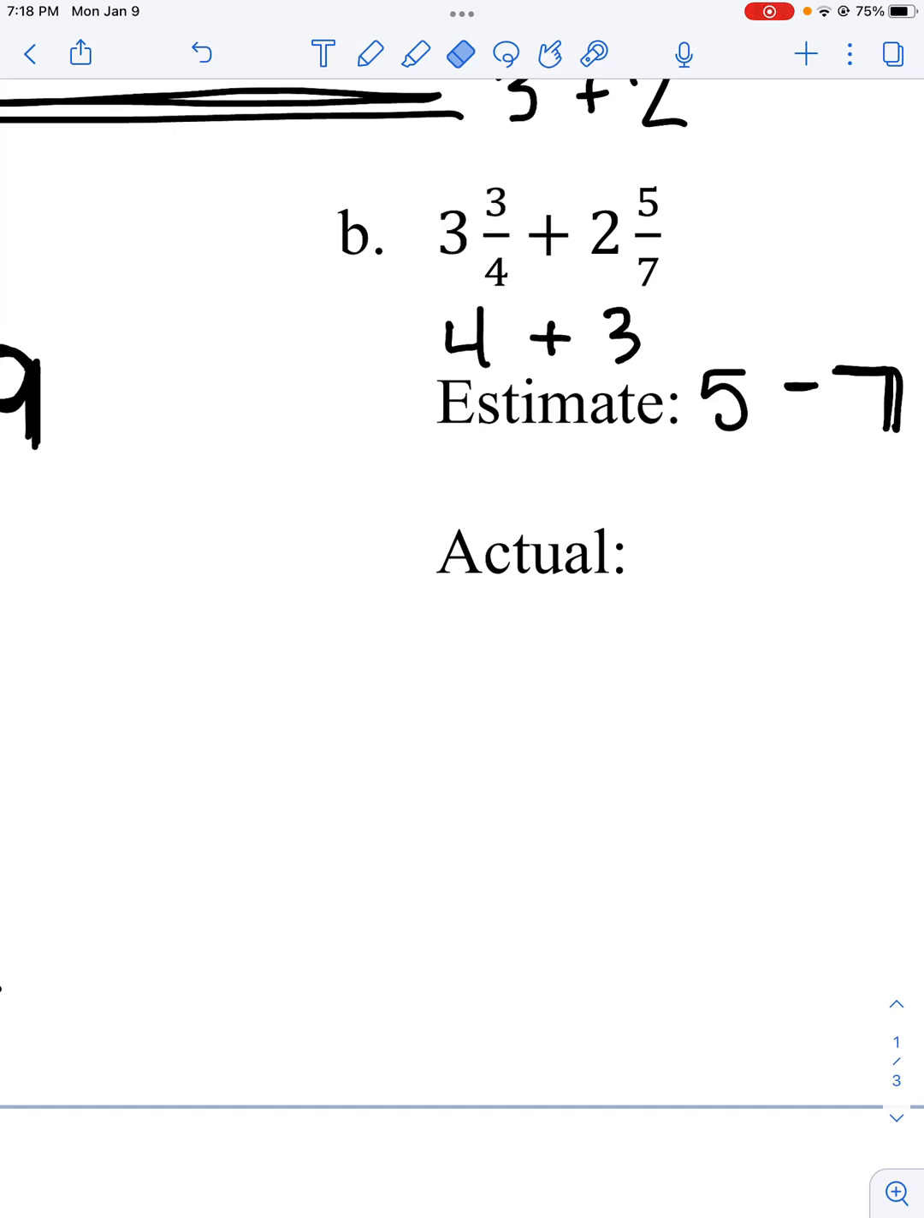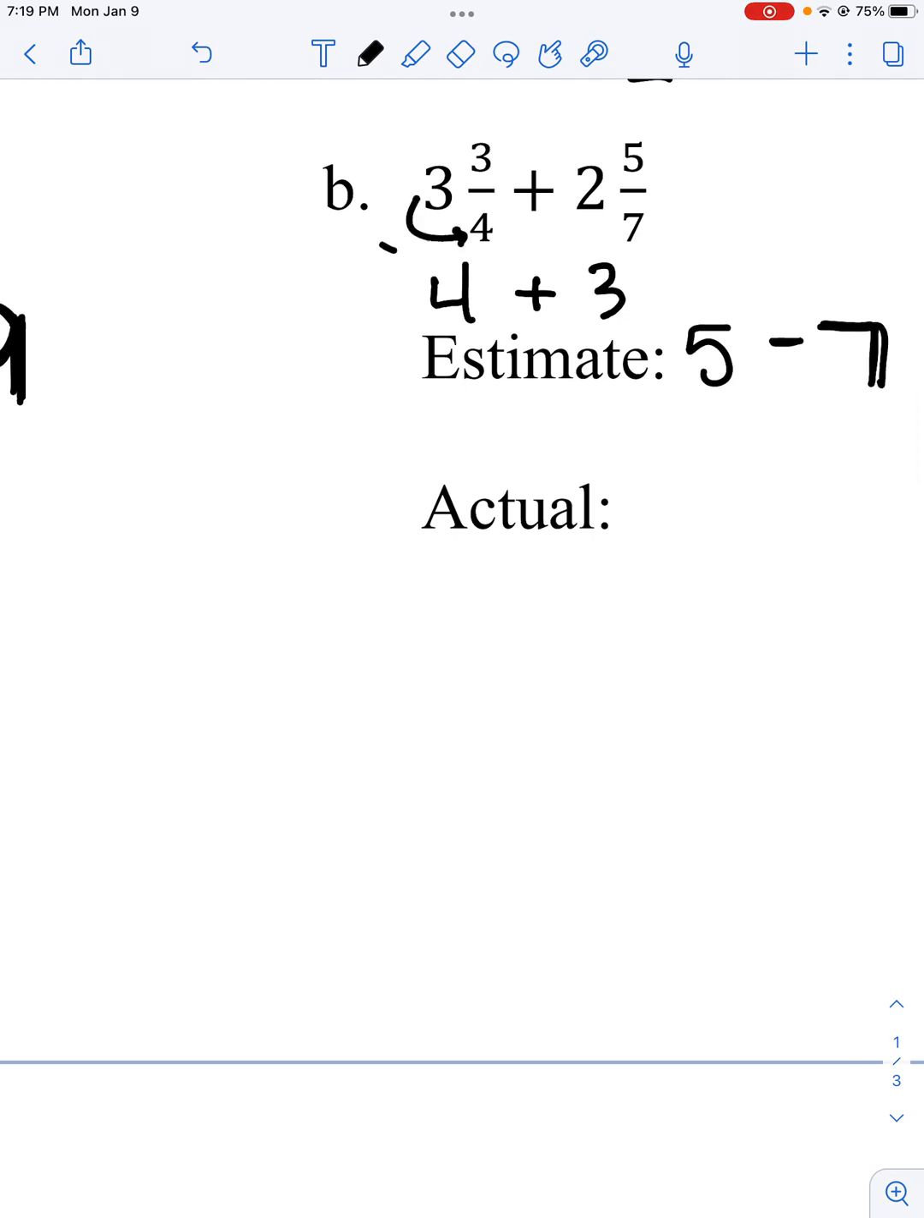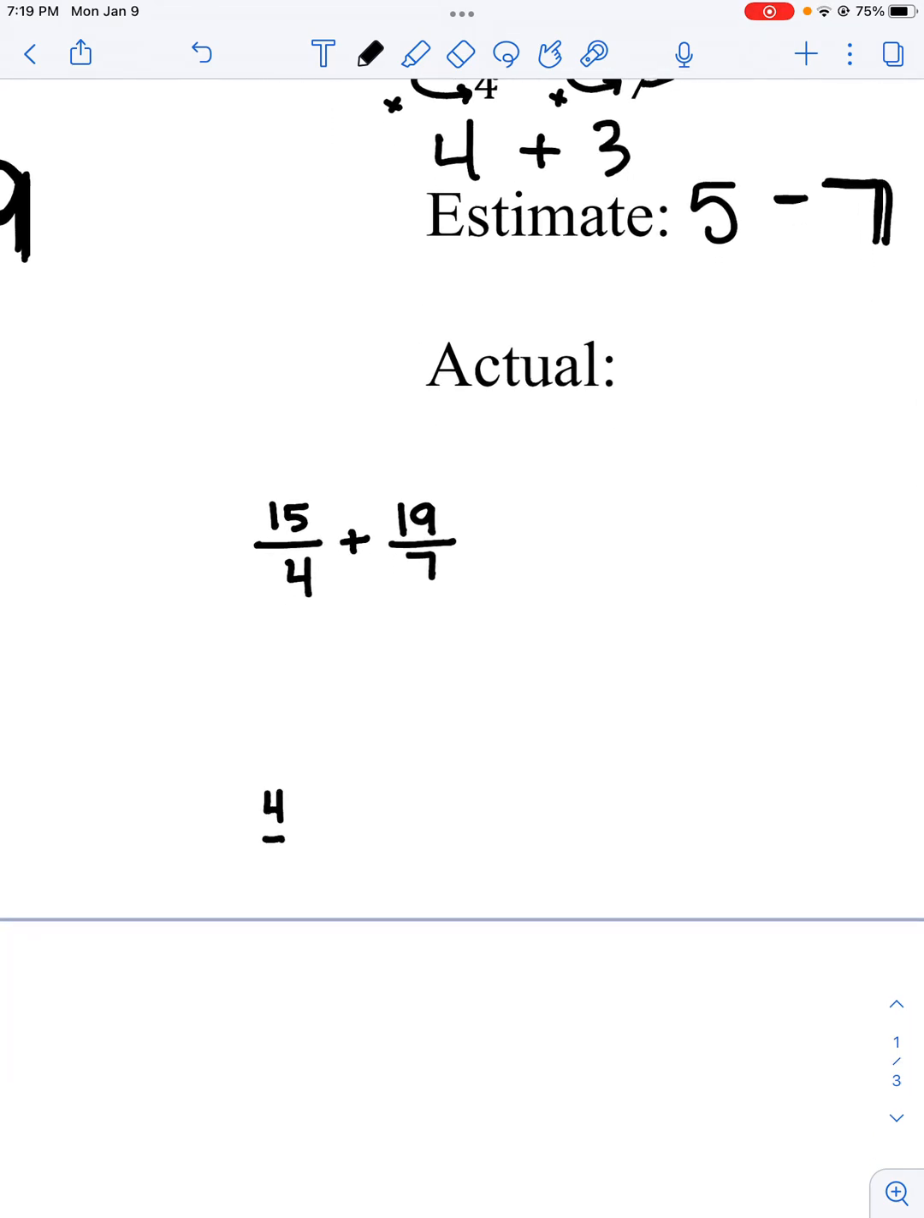Moving to part B. Again, I'm going to be changing my mixed fractions to improper fractions. Okay, so 3 times 4 is 12, plus 3 is 15/4. Okay, I'm adding it. 2 times 7 is 14, plus 5 is 19 out of 7. I have to find a common denominator between 4 and 7.